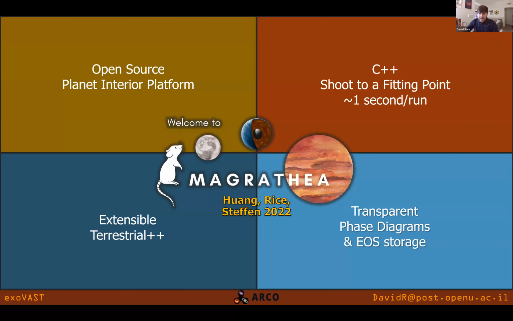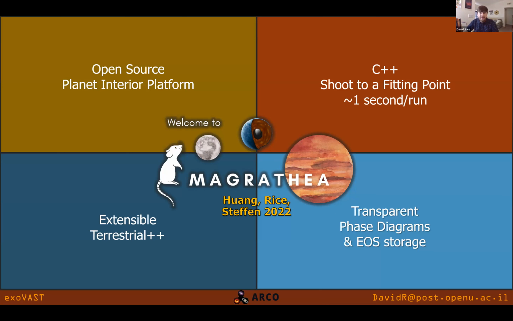So here's highlighting some aspects of the code. It's an open source planet interior platform. So although we have a default model, we've really tried to program it so you can build your own model for whatever type of planet you want to solve. We publicized it in Huang, Rice, and Steffen 2022. MAGRATHEA is the fantasy planet from Hitchhiker's Guide to the Galaxy where they build other planets. So it's not any weird astronomy acronym. It's just MAGRATHEA. It's written in C++.